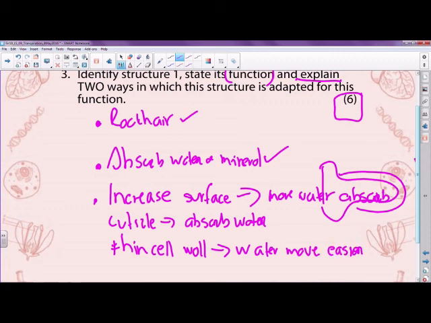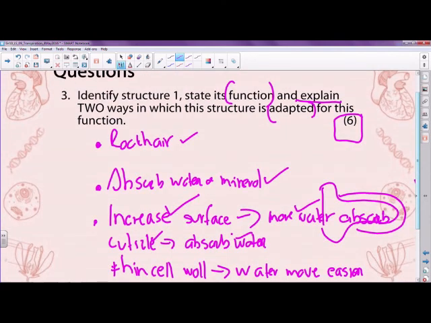So when it comes to your last 4 marks, have a look where the mark allocation is. Telling me that it is increased surface area, and then telling me how this is a good adaptation: more water can be absorbed. This is the 1 mark, that is your 2nd mark. 6 marks for that question. So if you've got a highlighter, make sure that you highlight the question. That is 1 question. Put a dot or a 1 behind it.